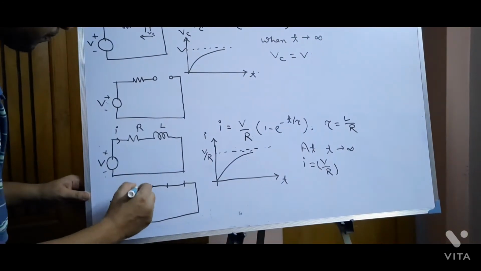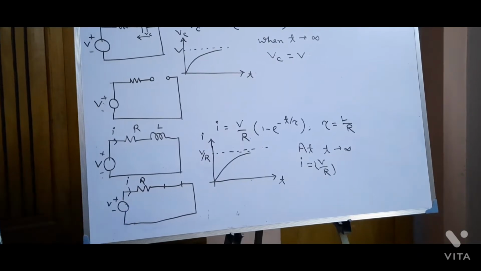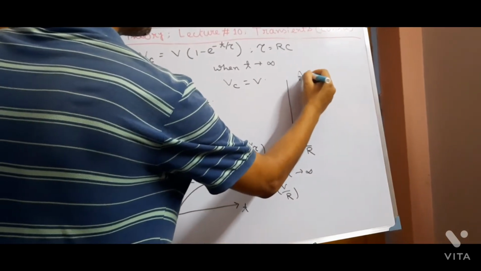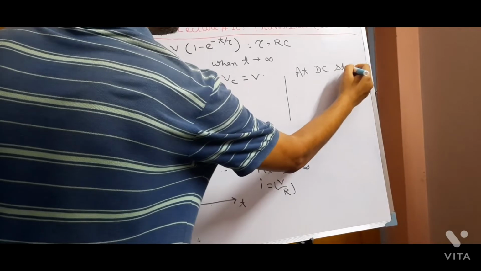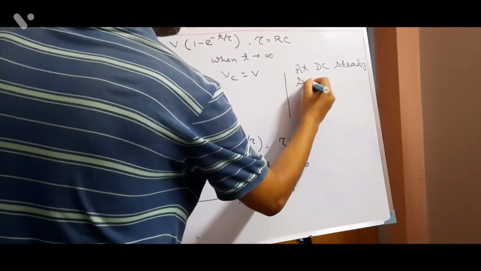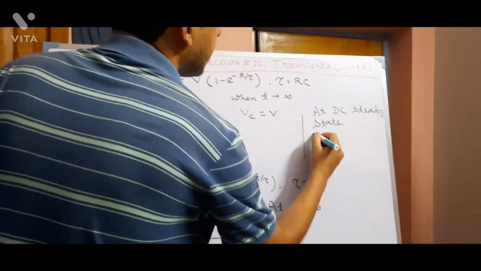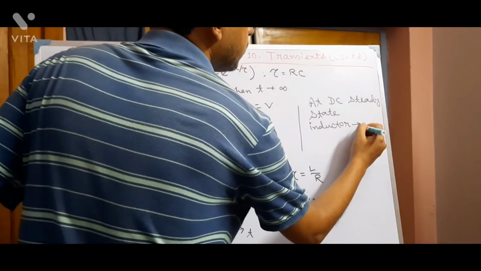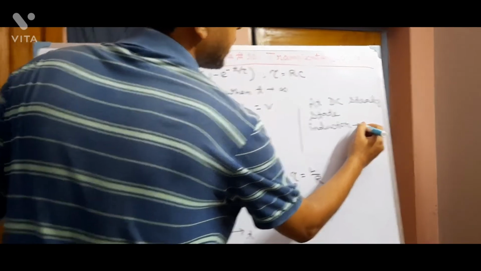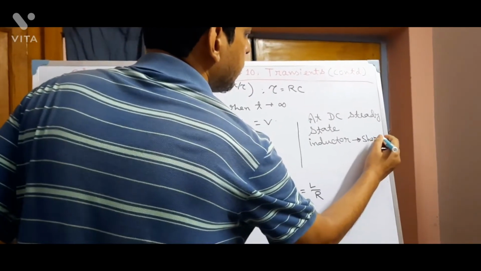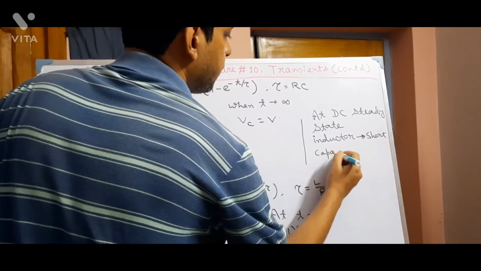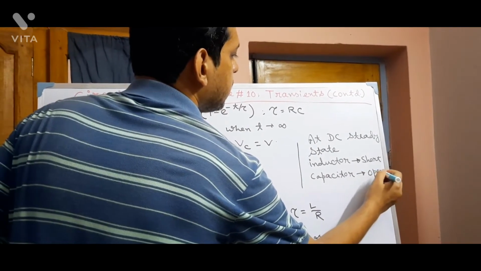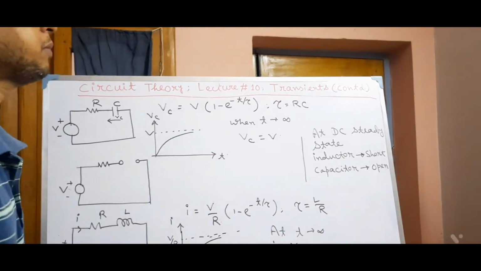In this case only, I will become V by R. Okay, so the conclusion is at DC steady state, the inductor can be approximated as a short and a capacitor can be approximated as open. The inductor will behave as a short and the capacitor will behave as an open.